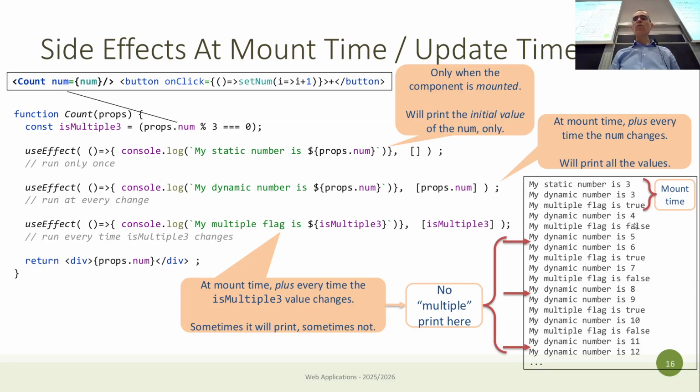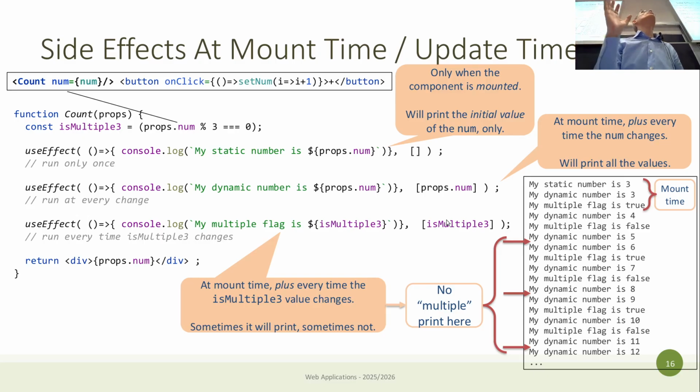So from 3 to 4, it changes from true to false. But from 4 to 5, it's still false, so the code is not run, and the console log doesn't run. And then from 5 to 6, you compute the division, the rest is 0, and it becomes true. It prints true, and so on. So there is no multiple print here, just when the value changes.